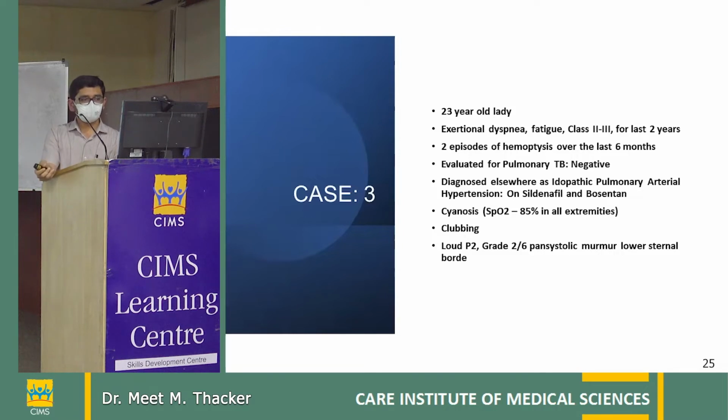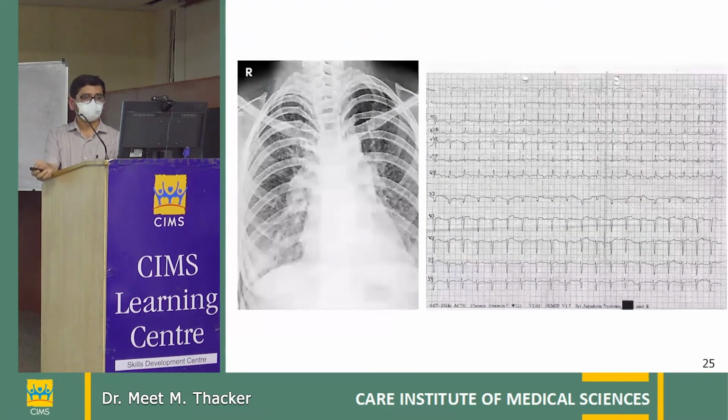Upon arrival, she was cyanosed. Saturation was 85% in all 4 limbs. She was clubbed and she had a loud P2 with a grade 2/6 pansystolic murmur, which was heard in the lower sternal area. So basically features of PH with cyanosis. This was the X-ray and the ECG. X-ray again shows pulmonary hypertension with a normal-sized cardiac silhouette, and ECG again depicts predominant RV forces. So again, pulmonary hypertension kind of features.